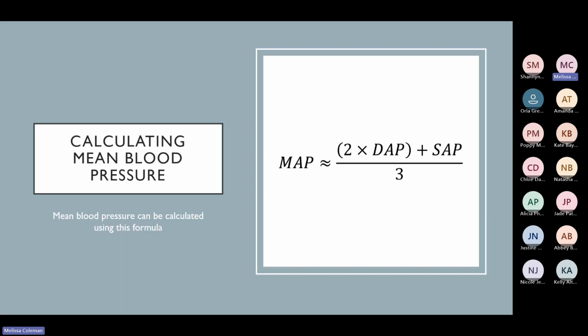We can also have a neat little calculation for your mean if you only have a machine which does your systolic and diastolic. If you don't have a machine that gives you a mean, you can calculate it by doing 2 times your diastolic plus your systolic and dividing that by 3, and that should give you a mean arterial pressure. You can also check your non-invasive machines sometimes by doing this, to see how accurate they are.